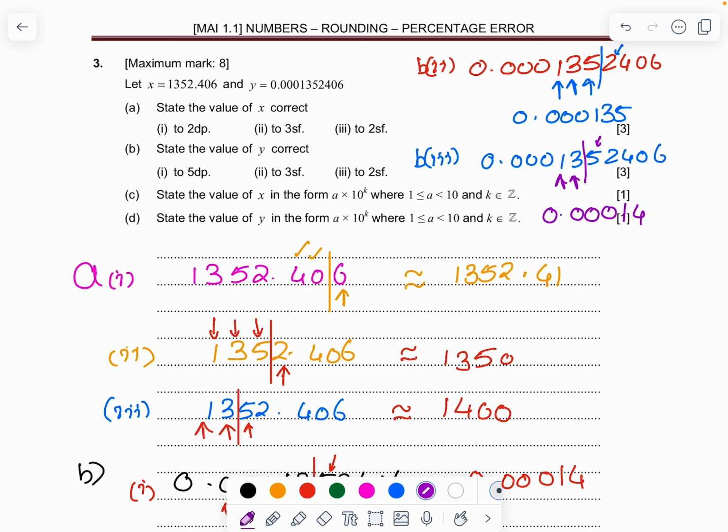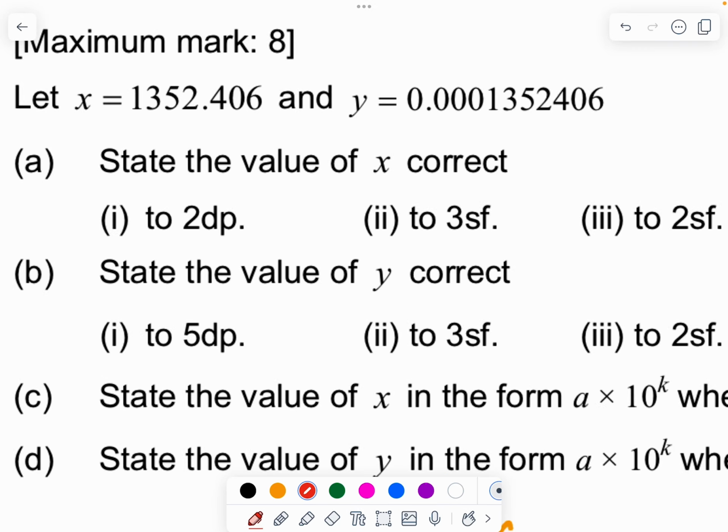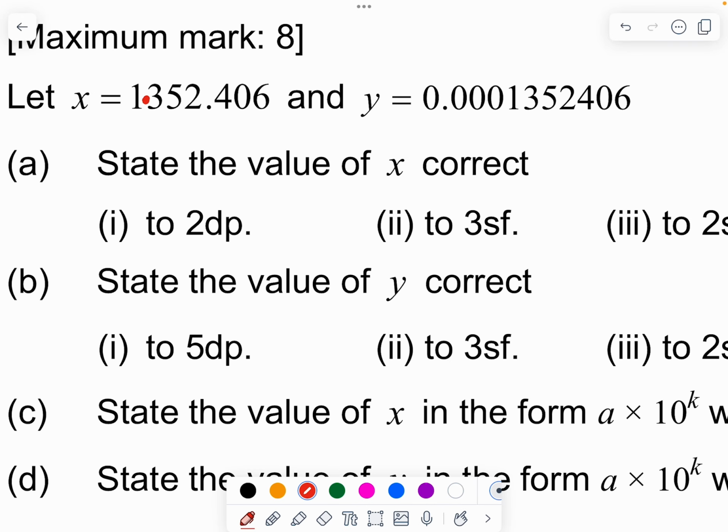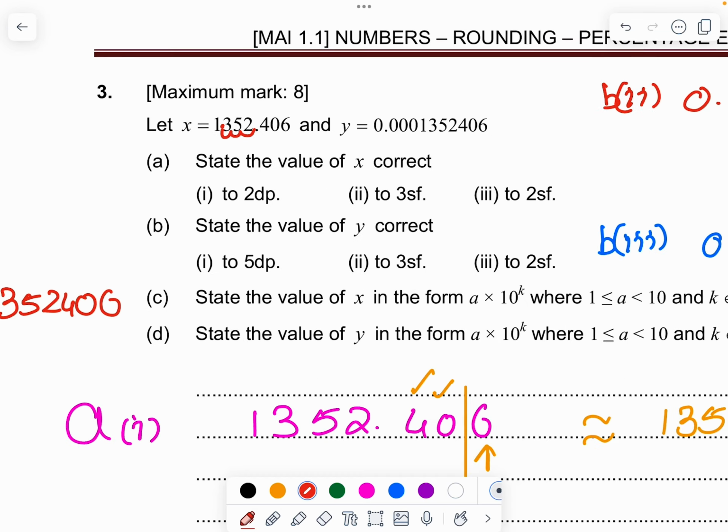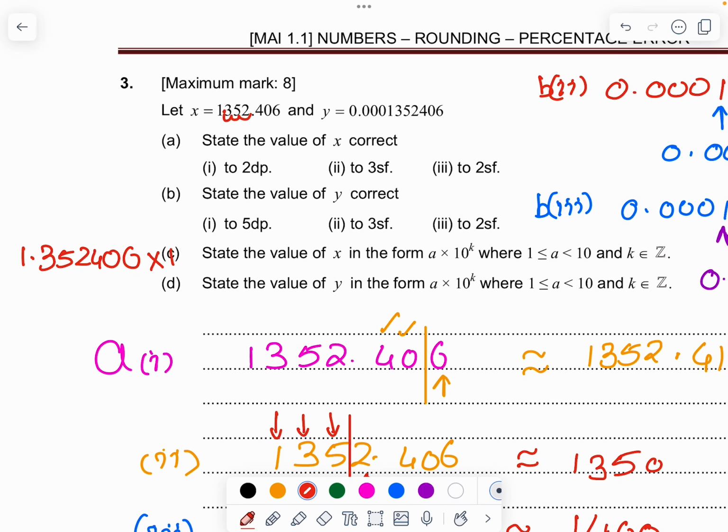Now, state the value of x in the standard form and state the value of y in the standard form. Always remember that in standard form, the number before the point should be a single digit number between 0 and 10. So 1.352406, the decimal point should be over here. It should go 1, 2, 3 digits forward in order to become the original number. So times 10 power 3.